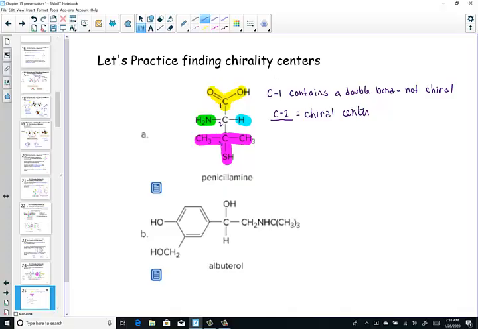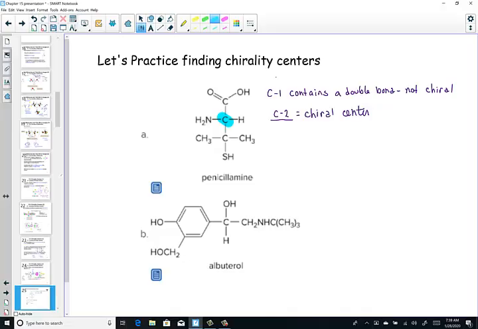What about carbon 3? With carbon 3, I can see that, oh, look at this. I have 2 attachments that are the same, so that's not chiral. So I eliminated that choice. The only one that came out chiral was carbon number 2, and I'll highlight that in blue. 4 unique attachments. How about letter B, albuterol? What did you find there?